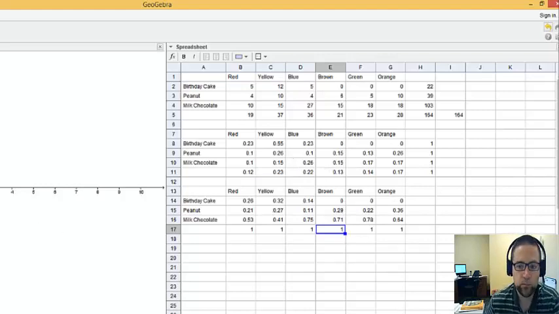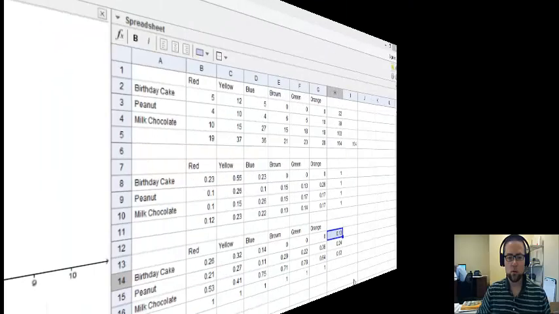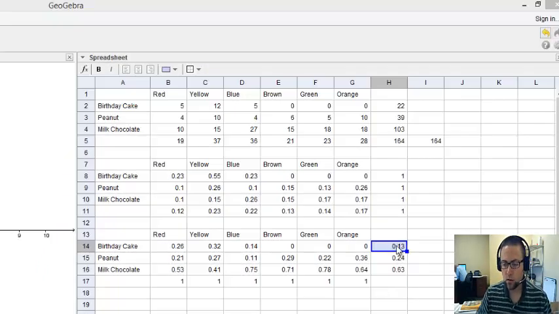Alright, so that's how you put together a two-way table and organize the data given joint frequencies, marginal frequencies, and conditional frequencies. So conditional frequencies are the percentages. And one last thing, you can show that the total percentage that came from birthday cake was 13%, 24% for peanut, and 63% for milk chocolate. The way you do that is just the same as these. You take this number divided by that number. So this is 22 M&Ms out of the 164 total, just like we took 5 out of the 19. So 5 out of the 19 was 26%, and 22 out of the 164 is 13%.